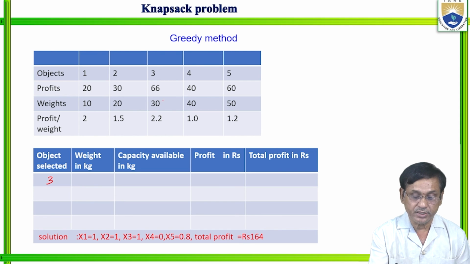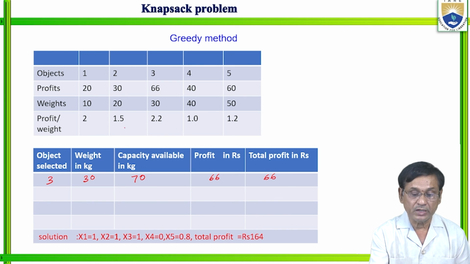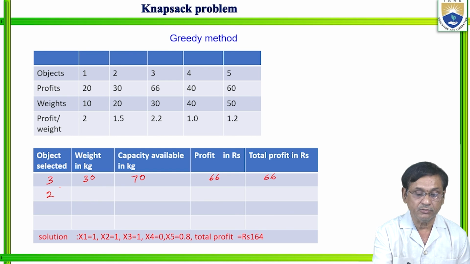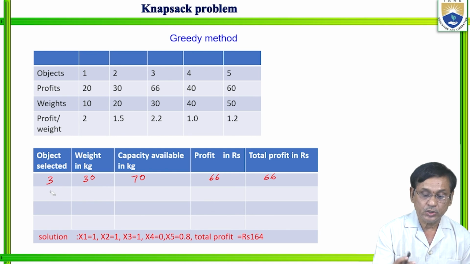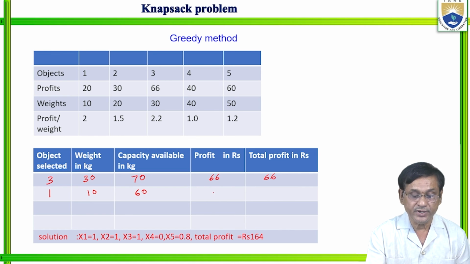So, weight of that object is 30 kg and the capacity available is 70 and profit is 66 and total profit is 66. Then, the next ratio is 2, that is corresponding to the first object. Then the weight of that first one is 10 kg only, and this is 60. Then the profit is 20, this is 86.